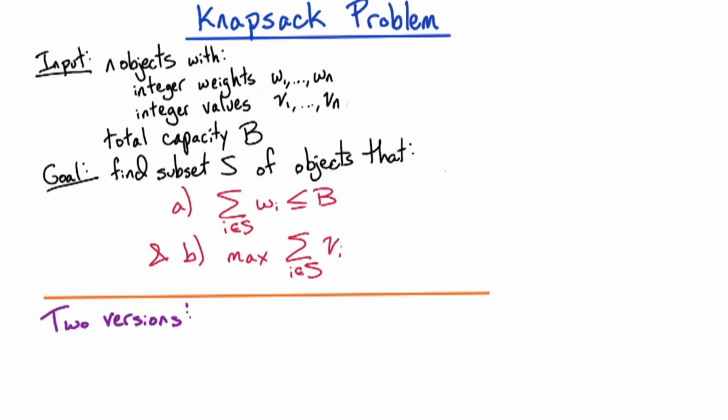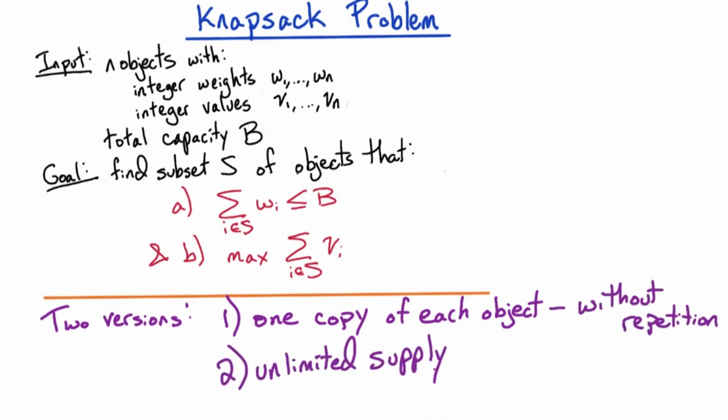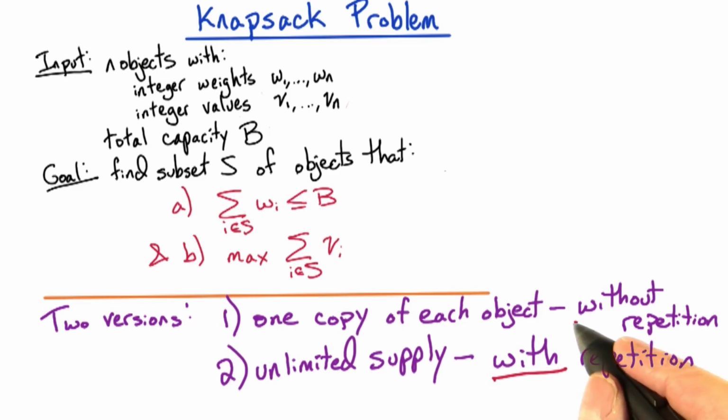In the first version, there's one copy of each object. So we're trying to find a subset without repetition. In the second version, there's unlimited supply of each object. So we can use an object as many times as we'd like. In this version, the subset S has repetition, possibly. So the subset S is actually a multiset. To summarize, in the two versions of the problem, there's either unlimited supply of each object, so we can use it as many times as we like, or there's at most one copy of each object that we can use.